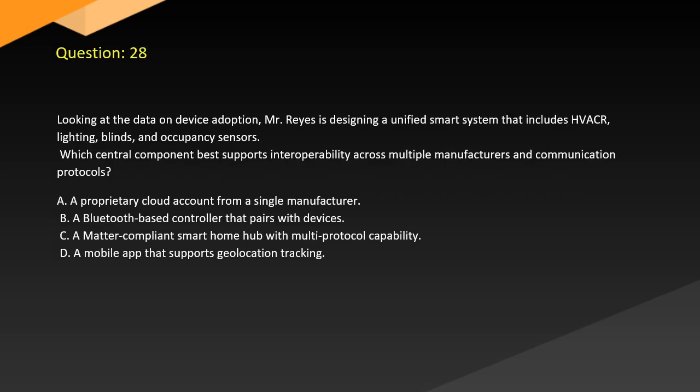Question 28. Looking at the data on device adoption, a technician raises designing a unified smart system that includes HVACR, lighting, blinds, and occupancy sensors. Which central component best supports interoperability across multiple manufacturers and communication protocols? A. A proprietary cloud account from a single manufacturer. B. A Bluetooth-based controller that pairs with devices. C. A Matter-compliant smart home hub with multi-protocol capability. D. A mobile app that supports geolocation tracking.